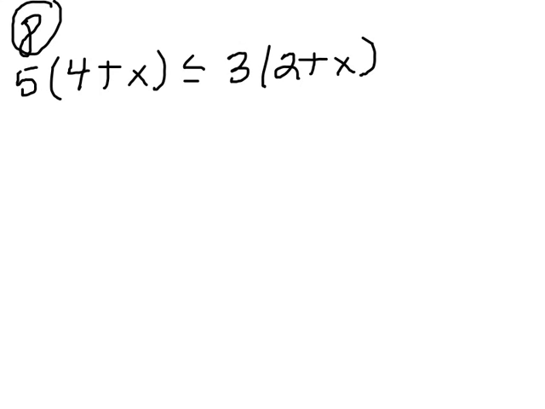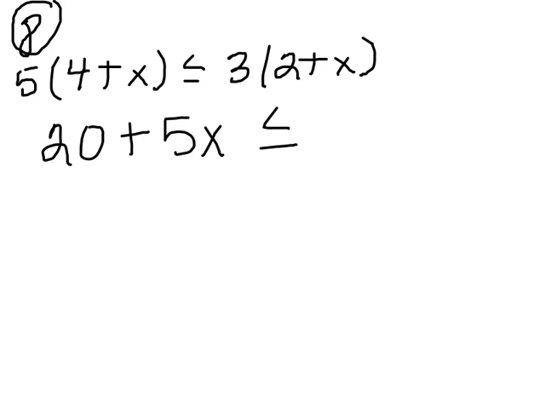All right, number 8 brings us to a more complicated problem because we've got parentheses here, and what property does it make us think of? Yep, we are going to do the distributive property. So 5 times 4 is 20, and 5 times x is 5x. Leave your inequality symbol. 3 times 2 is 6, and 3 times x is 3x.